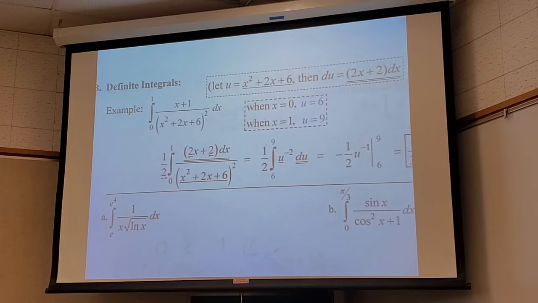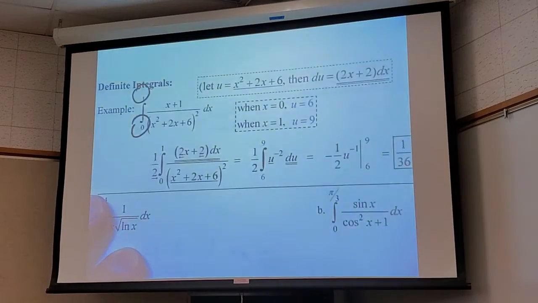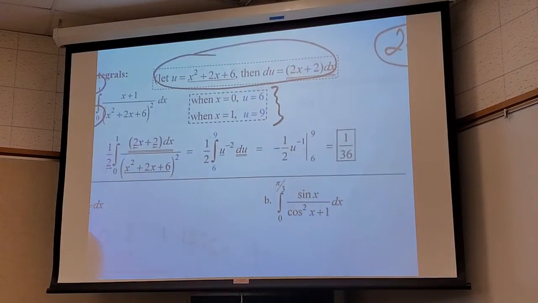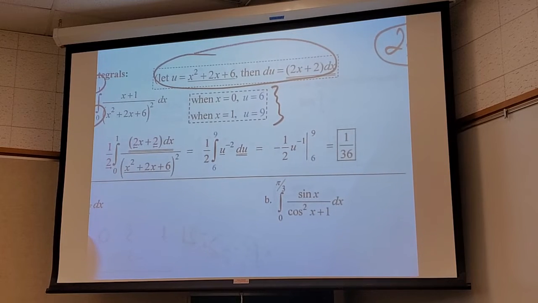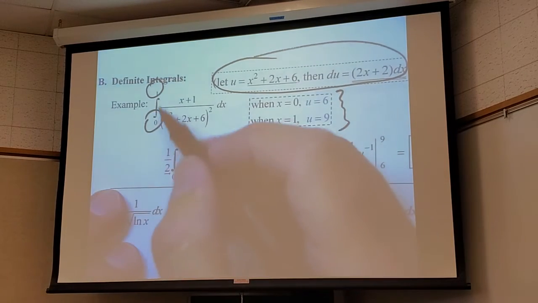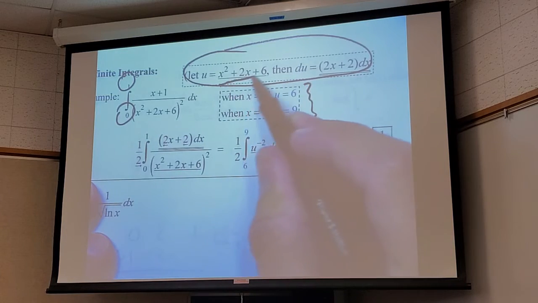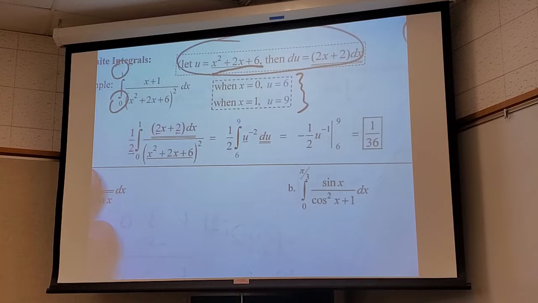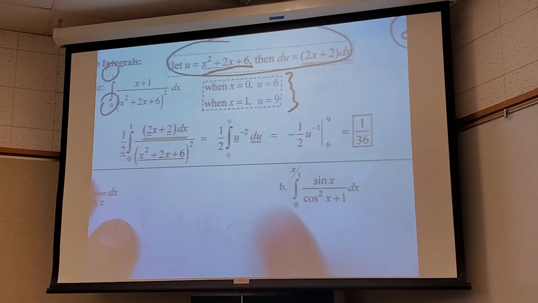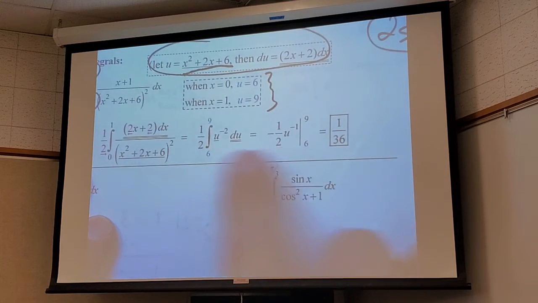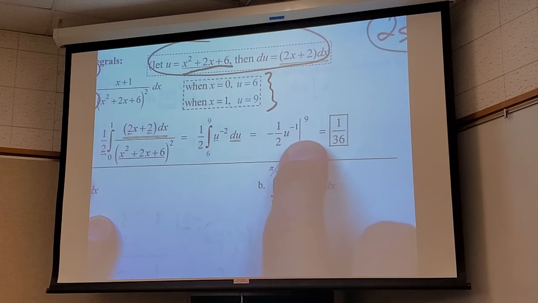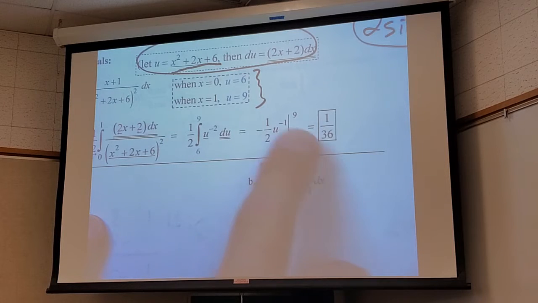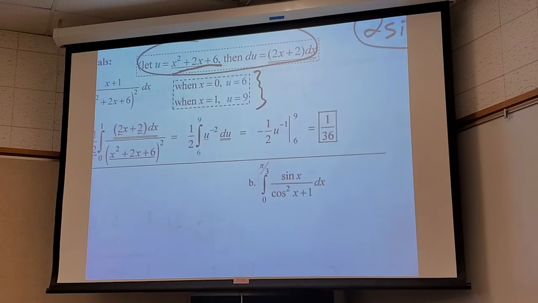So the only new thing, when I'm given limits on my integral, I do all this stuff here the same way. I just have to take a second to figure out what the new numbers are for u. So when x goes from 0 to 1, u goes from 6 to 9. Yes? That's all. So when I integrate this, I get u to the negative 1 divided by negative 1, right? This is where the negative comes from. Is that cool? And then I just have to plug 6 and 9 in.